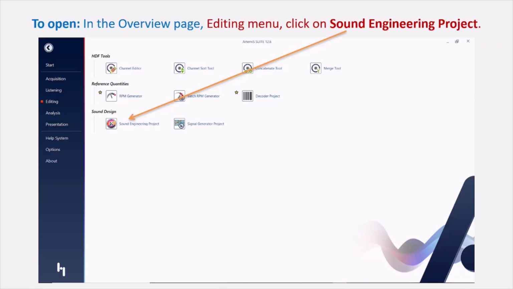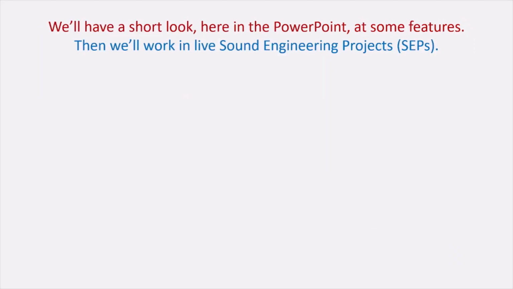So in order to open a sound engineering project, you go in Artemis Suite to the editing page in your open dialog, and then pick sound engineering project. So we're going to look in the PowerPoint first at some of the features, and then we will do them again live in the sound engineering project. Seeing them in the PowerPoint will give you an orientation so that everything will make more sense as we do them live.